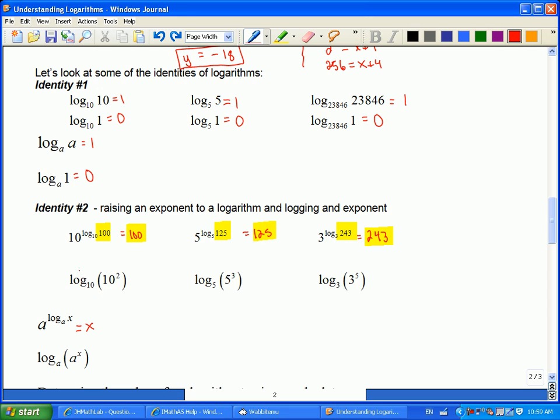Okay, think about this one now. 10 squared is, and log base 10 of 100 is. Okay, how about this one over here? 5 cubed is 125. So log base 5 of 125 is 3. Okay, how about the last one? Can you see the pattern? It's going to be 5.